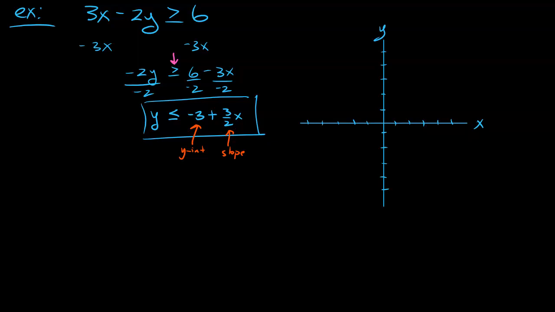So remember, the number by itself is the y-intercept. It's not always like first number, second number. It's the number by itself. Oh yeah, you wrote the answer over there.